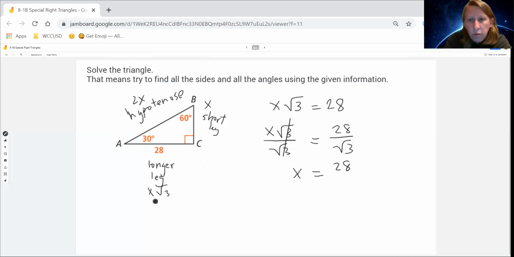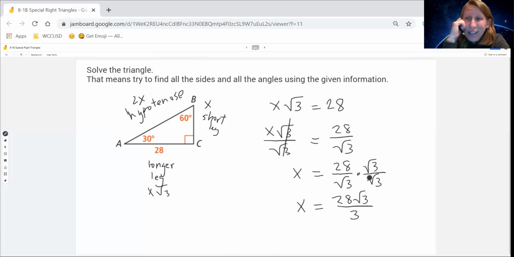And then if you want to make your Algebra 2 teacher happy, you multiply by the square root of 3 over the square root of 3. That does something called rationalizing the denominator. And then you would have 28 times the square root of 3 in the numerator, and you would have 3 in the denominator. And that is ugly, but that's the answer for the short leg. That's what BC equals. You can't even divide 28 and 3 on this one.